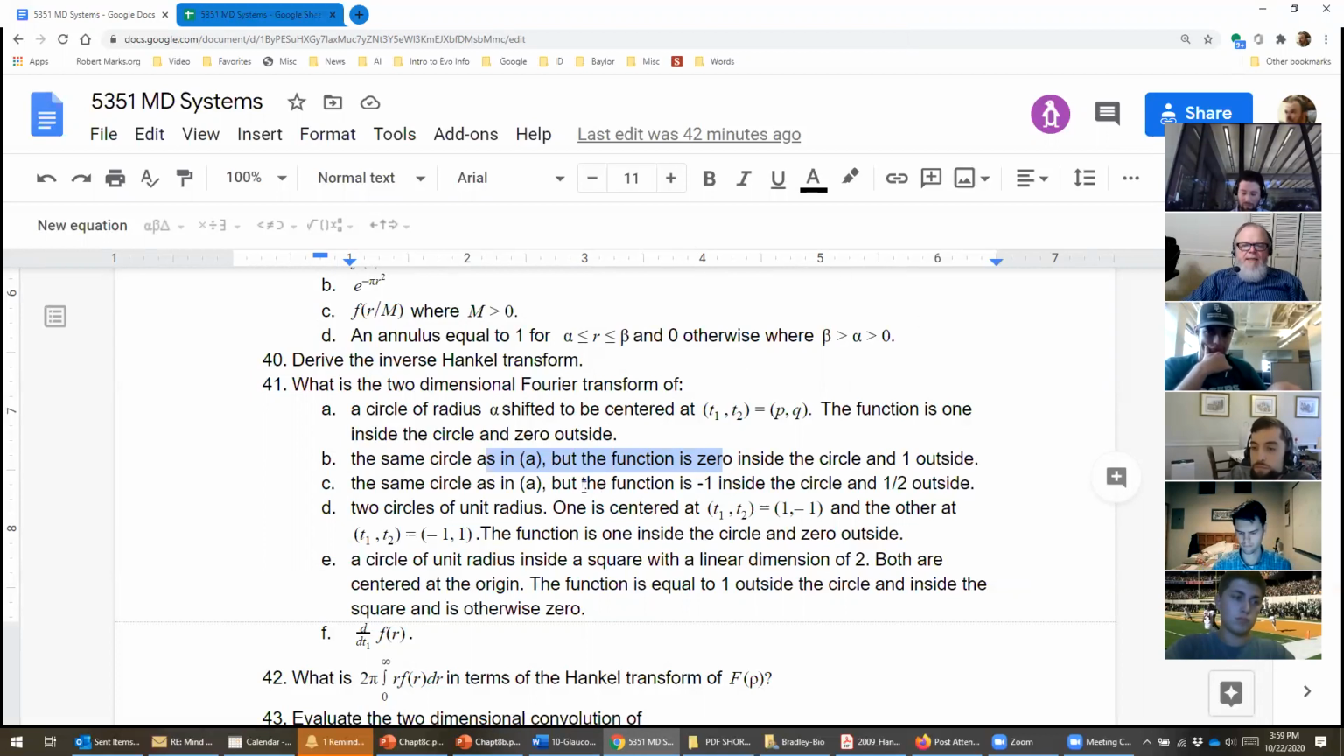Let's do the same thing, except we're going to be a little bit different. The function is -1 inside the circle and 1/2 outside. From what I just explained, how would you do this? Would you get a negative jinc and a 1/2 area impulse?